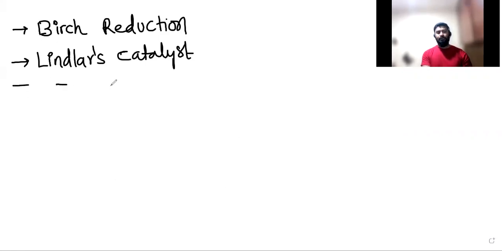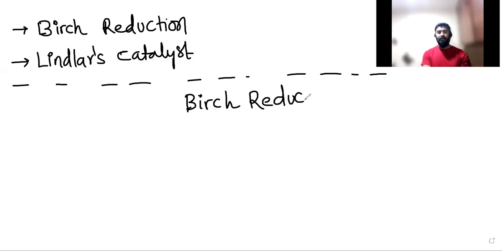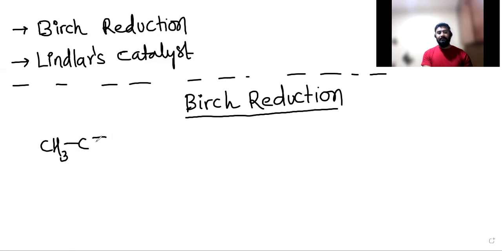First, let's talk about Birch reduction. Where do you get it? You get this in the class 11th hydrocarbon chapter, in the preparation of alkene part. Here the reagent used is sodium and liquid ammonia. Suppose you have this compound CH3, C triple bond C, CH3. What is it? Yes, it's but-2-yne.